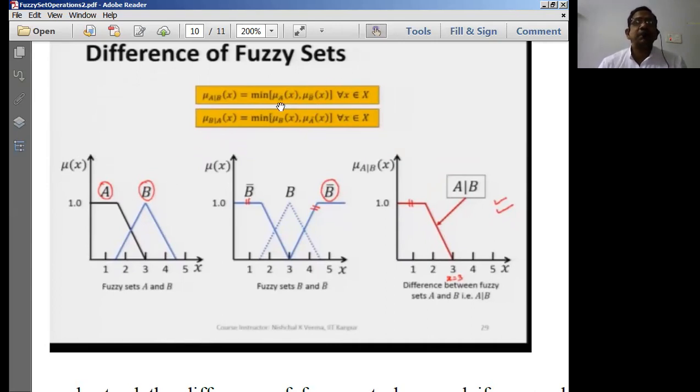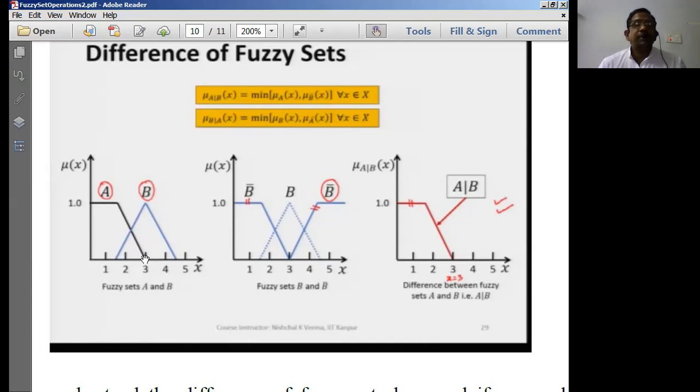So we calculate the minimum of mu A of X and mu B bar of X. So here we'll take the complement of B for the difference. When you apply complement, say up to 1.5 here in X, B is 0. When you take the complement of B, we get a maximum value. So among these two, A becomes the minimum definitely. So whatever A is there, that will be coming over here.